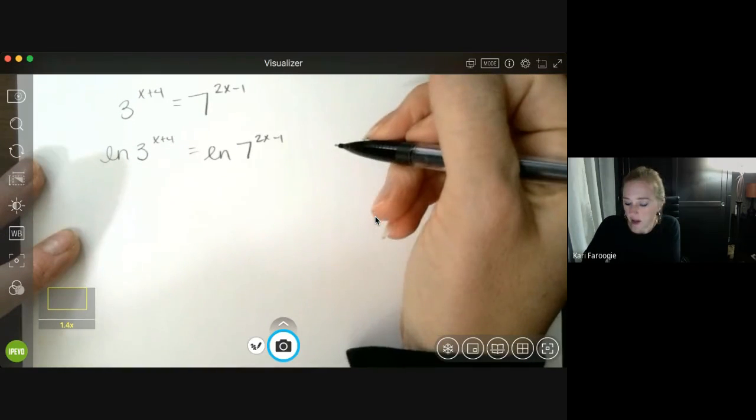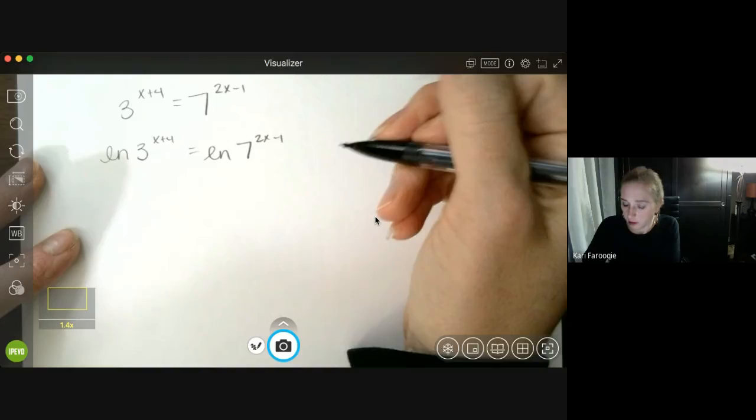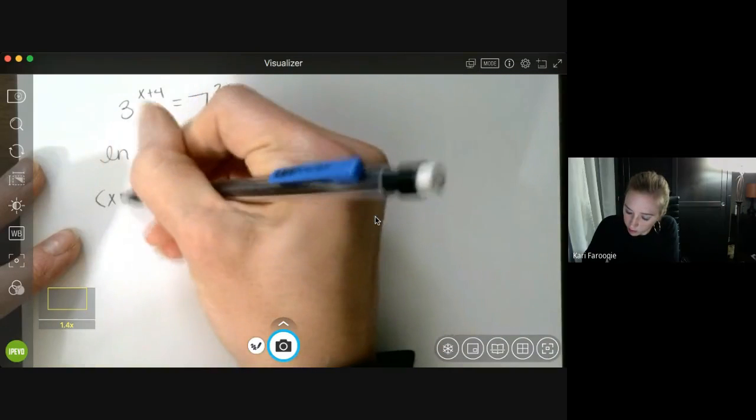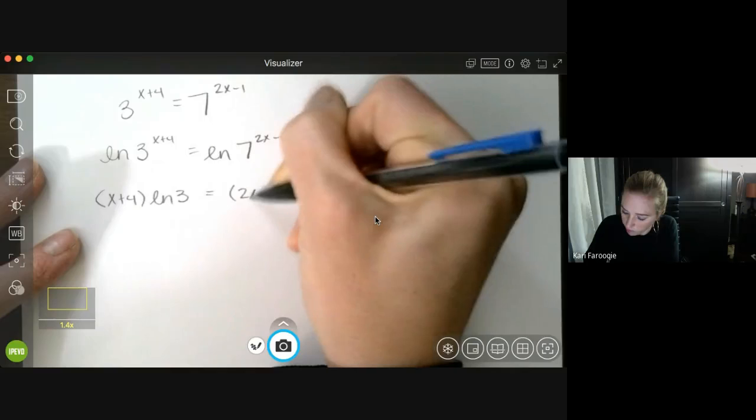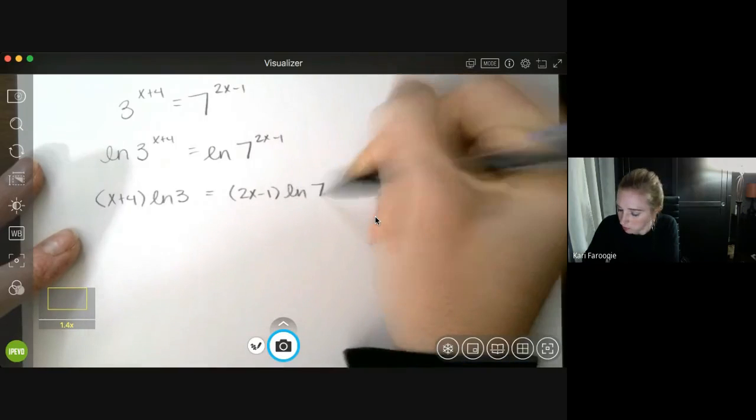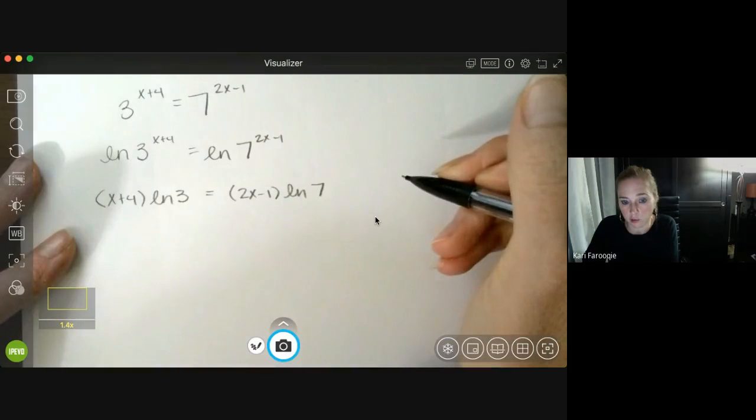Now your next step is to take the exponents and pull them out in front of the log using the power property for logarithms. Make sure that when you move those exponents in front, that you use parentheses to enclose both terms.